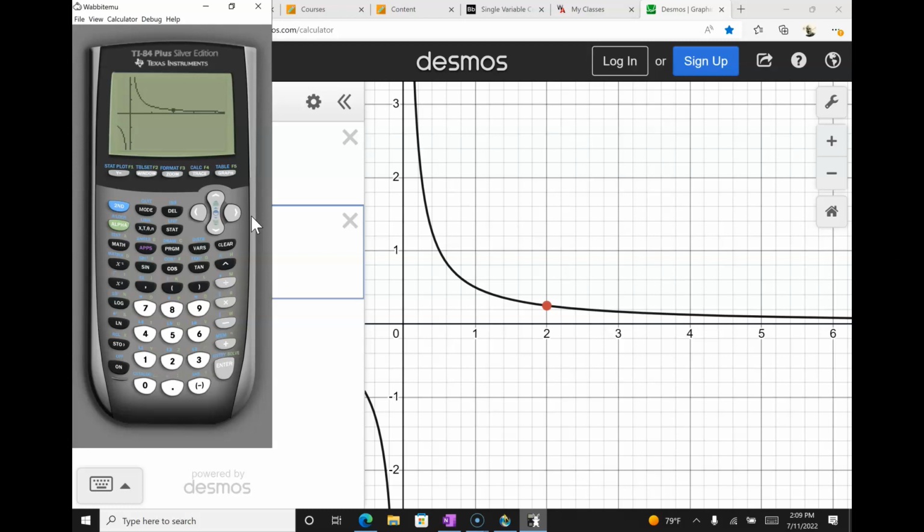If we're in the other building, we're going to be doing everything on our calculator. If we're in this room, we'll do it on Desmos. Okay? All right, your turn. You ready?